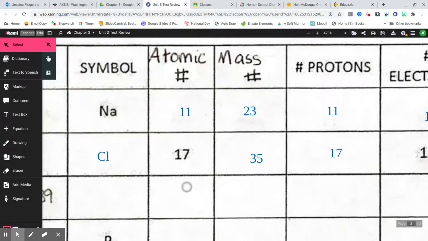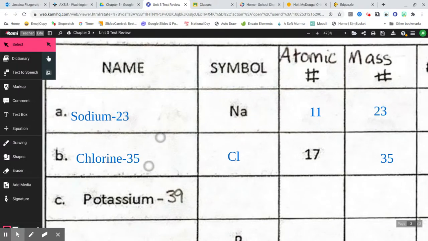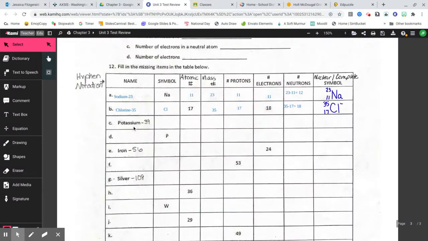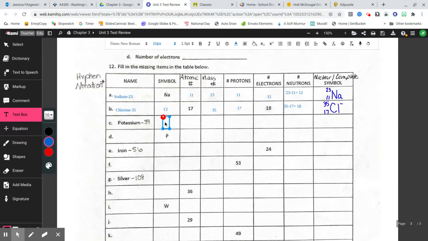So let's look at one more here, just to make sure that you're good to go. This time we're working with potassium 39. So potassium has the element symbol K. It has the atomic number 19. So that means your number of protons will be 19. And since we're not given our number of electrons and this symbol doesn't have a positive or negative with it, we're going to assume that our number of electrons are the same.